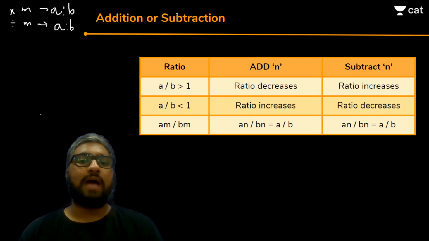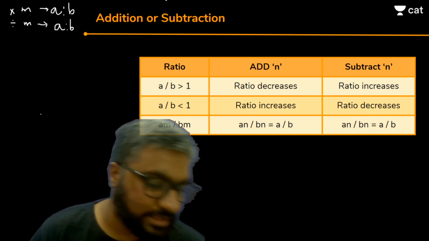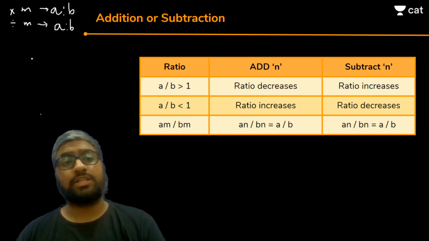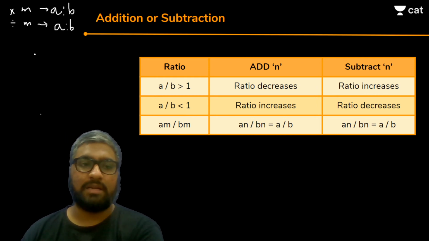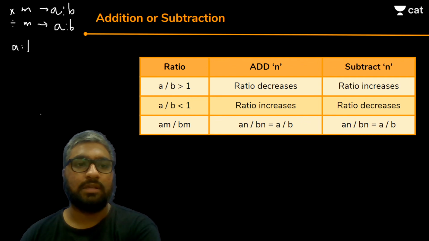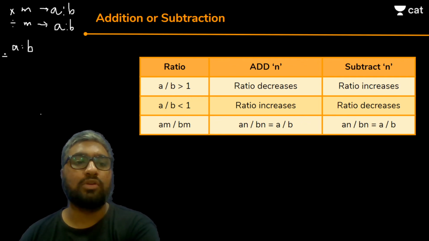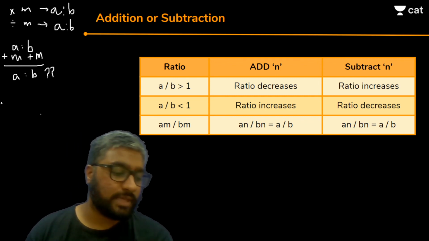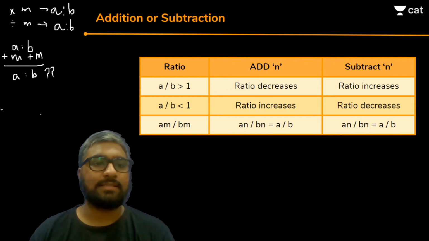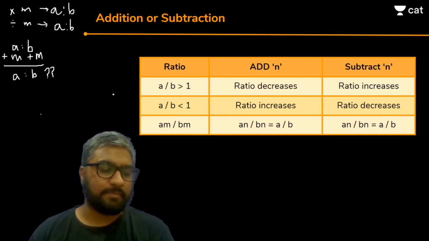But the moment you add or subtract, would the ratio remain the same? Would the ratio remain the same if you add the same number? For example, a is to b. If you add m to both of these, a plus m, b plus m, would the ratio still be a is to b? Can you quickly answer this? There's an already existing ratio a is to b. If I add m to both of these, would the ratio still be the same?